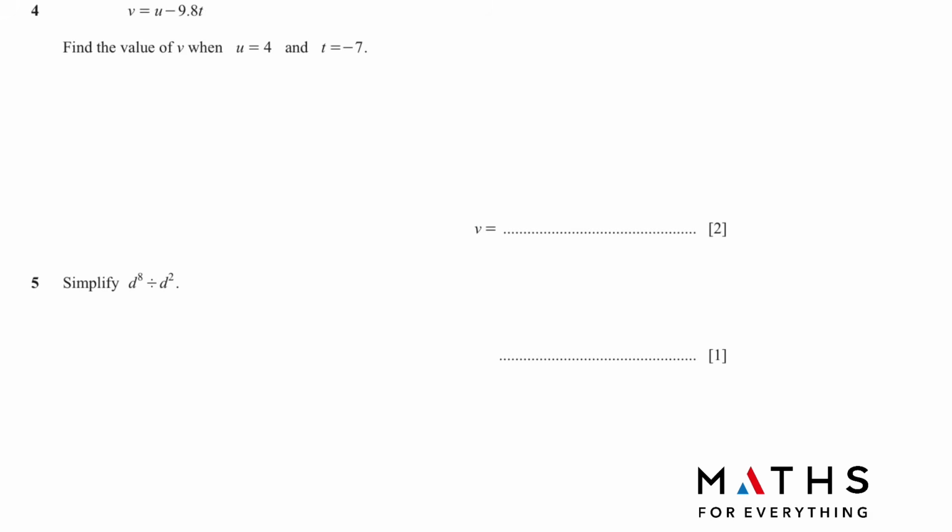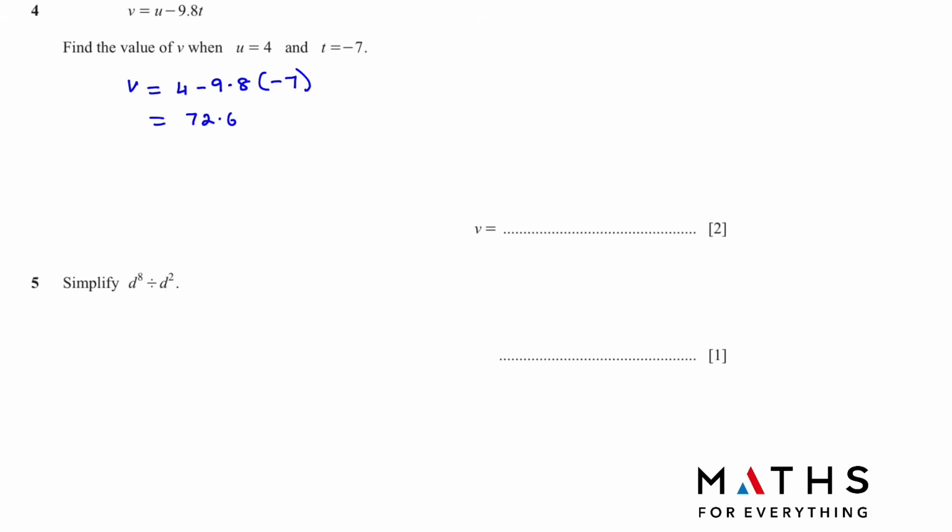Question number 4. V is equal to U minus 9.8t. Find the value of V when U is 4 and t is equal to negative 7. That's a very easy question. 4 minus 9.8, negative 7. Remember to put a bracket. And then put in the calculator. We will get 72.6.